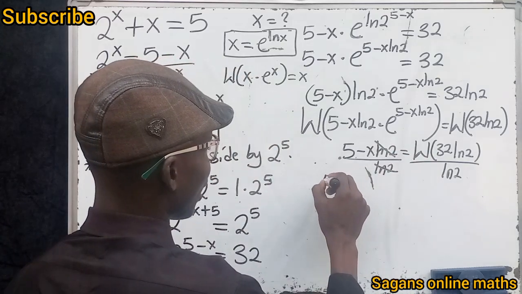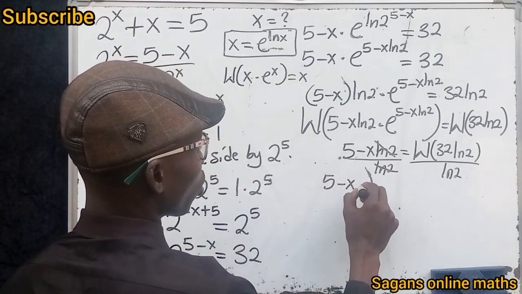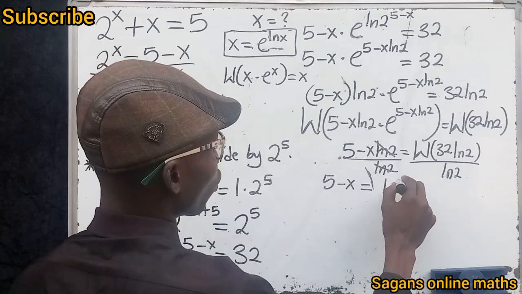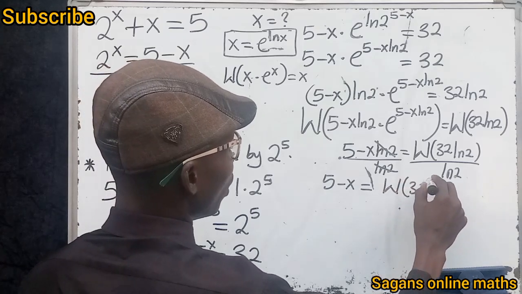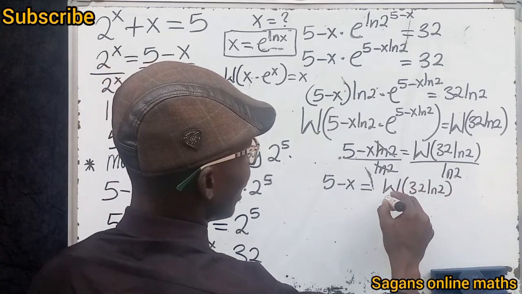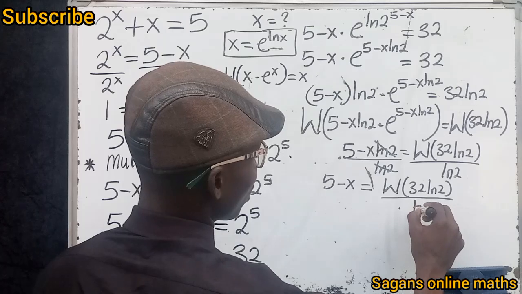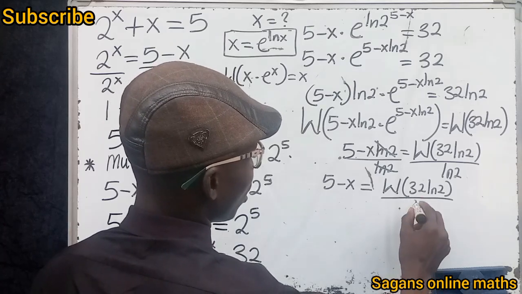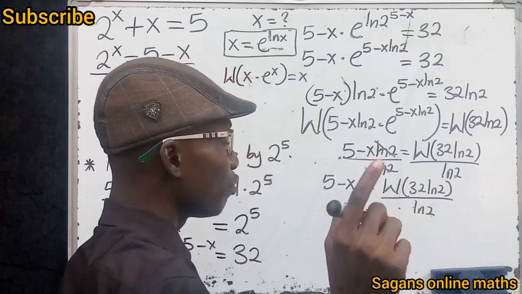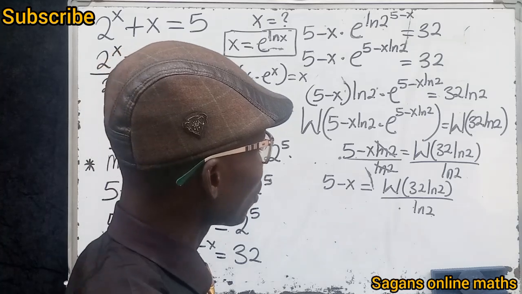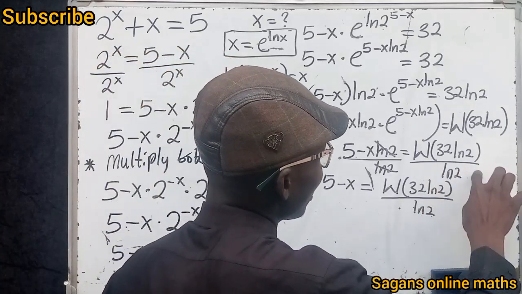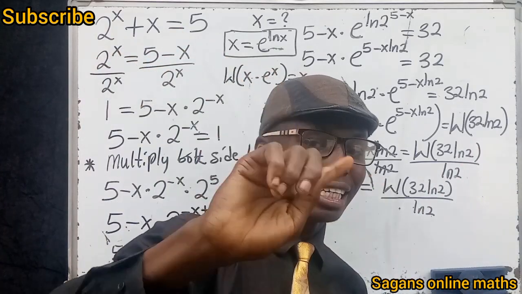So now see that 5 minus x is equal to the Lambda W function of 32 ln 2, divided by ln 2. I know some people watching this video will be thinking, why can't you just cancel out this ln 2 from here? No, don't try it.